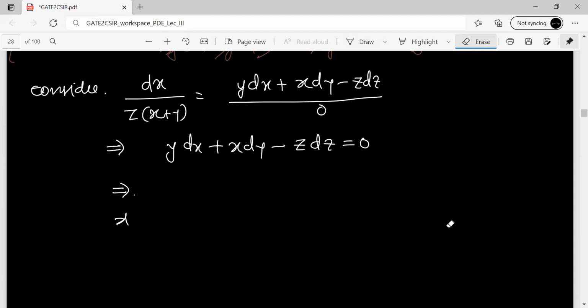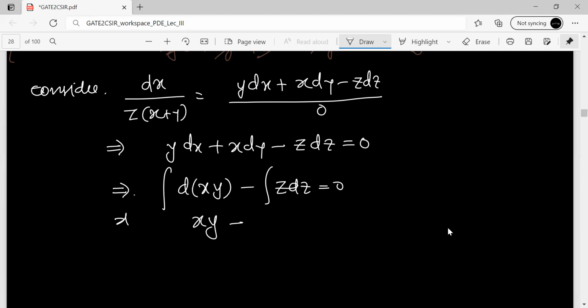We cannot directly integrate here because here y is a function of x. Here it is x, a function of y. But for z there is no issue. So what I'll do instead, I can see that this thing is nothing but d of x into y. Derivative of x into y: y will remain here, derivative of x plus x will remain here, derivative of y minus z dz equal to 0. Now integrate. So this integration and derivative will compensate each other, and it will give me just xy, and this part will give me minus z square by 2 equal to c2.